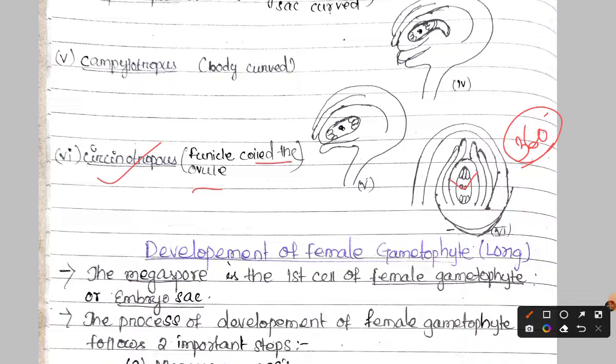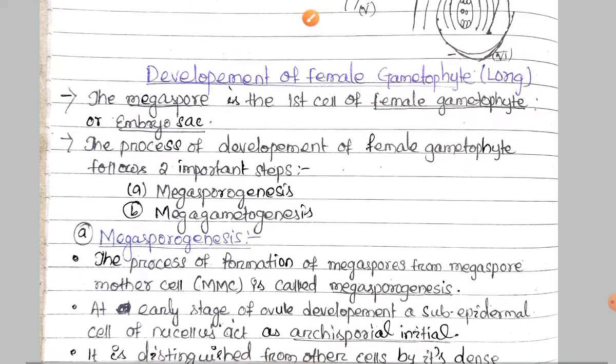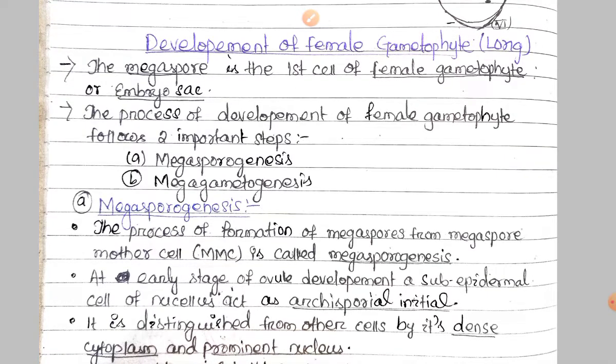So this is all about your short notes, various short notes. Next comes the second long question, that is the development of female gametophyte.